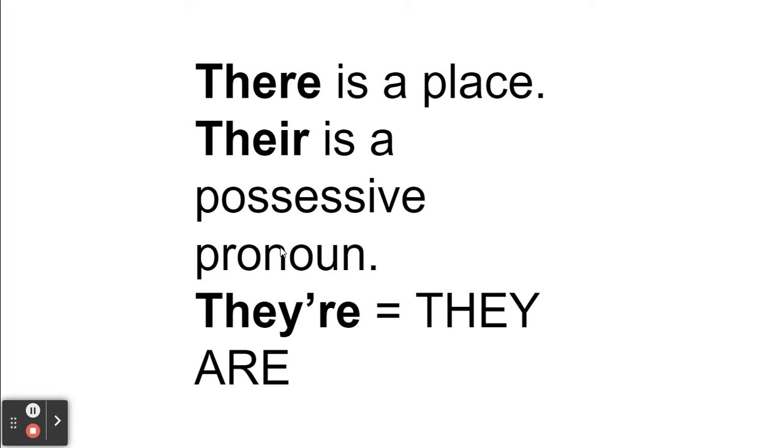Now we have the word THERE. THERE is talking about a place. Sometimes we may also use there is or there are to talk about something. And in that case, we're not really talking about a place, but we're saying that something is there, something exists, or something happened. And then we have THEIR, which is again a possessive pronoun. Here we're referring to or talking about things that belong to they or them.